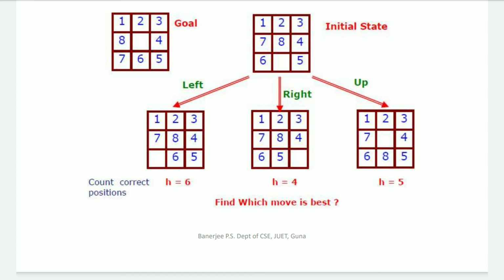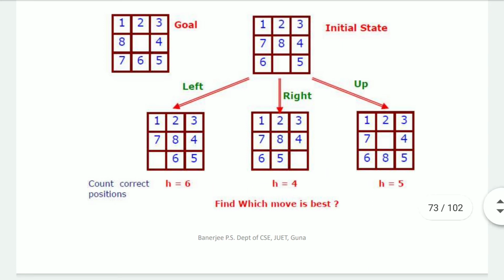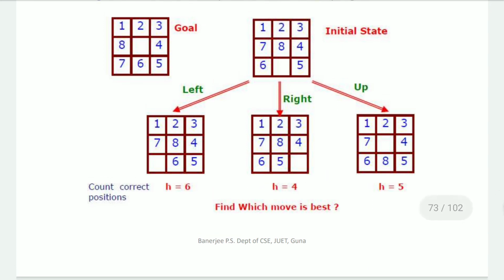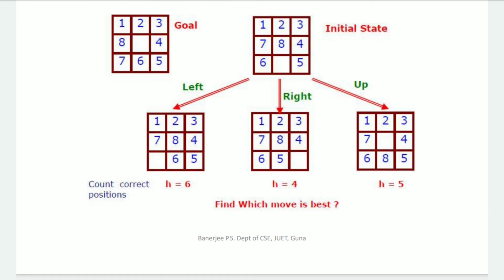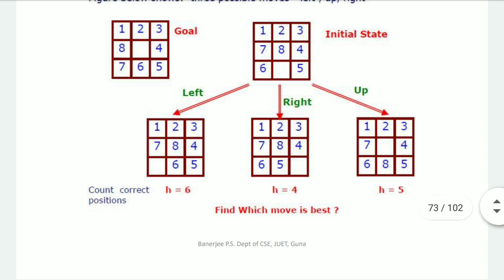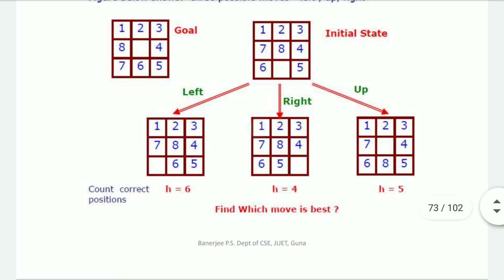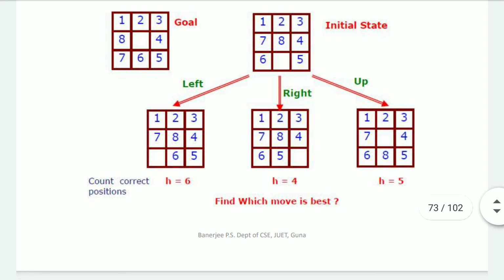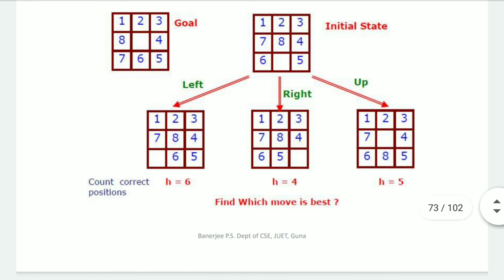In the right move, I know that h equals 4. That means four elements are in the correct position and 4 are in the incorrect position. What are the elements in the correct position? They are 1, 2, 3 and 4. What are the elements in the incorrect position? How am I calculating which are in the incorrect position? The elements in the incorrect position are 7, 8, 6 and 5, right? Let us talk about 7. 7 is one step.